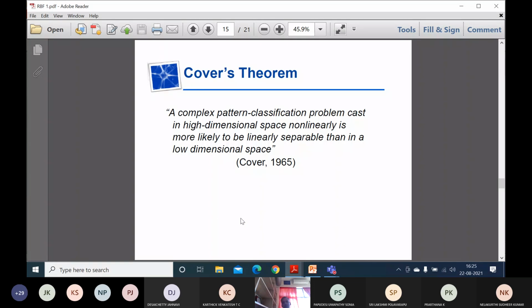With respect to Cover's theorem, it is used for complex pattern classification problems. Whenever we say high dimensional space, it is non-linear in nature, and a pattern classification problem in high dimensional space is more likely to be linearly separable than in a low dimensional space.